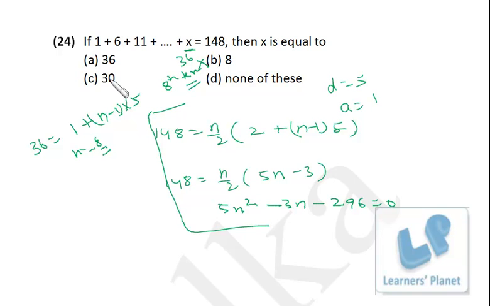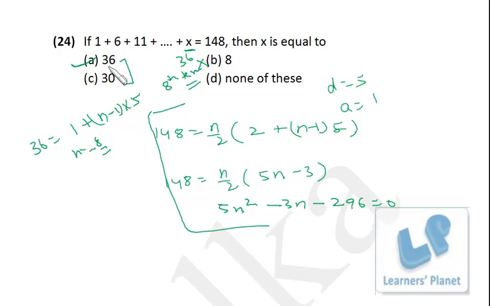Now the difference between 30 and 36 is 6. So if 36 is a term in this sequence, then 30 cannot be, right? Because the difference between two consecutive terms is 5 and the difference over here is 6, right? So 36 can be the correct answer, but we have to further verify that from 1 to 36 the sum is 148 or not.